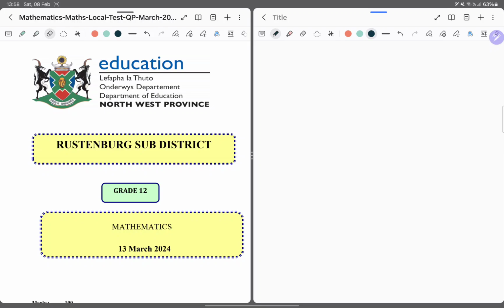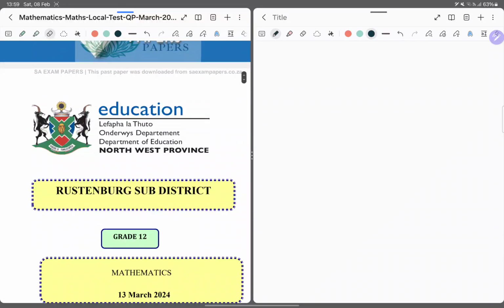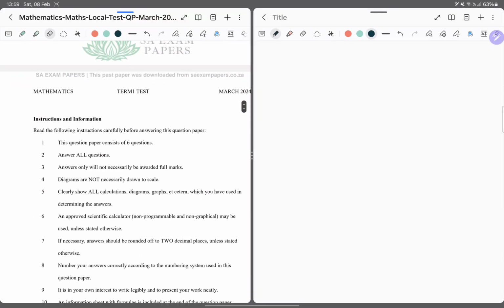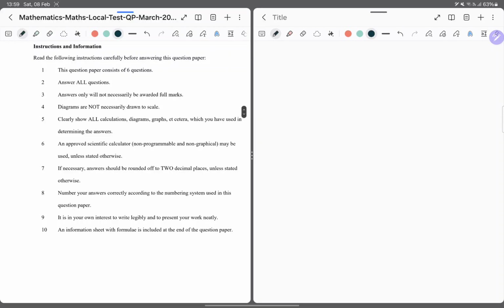So we're going to take this one from the Northwest Province. This was last year's Term 1 exam, okay? So, of course, guys, instructions are important. In calculations, we need to show everything we have used in determining our answers, the etc. part, which is what most people pay less attention to, and yet it's key.